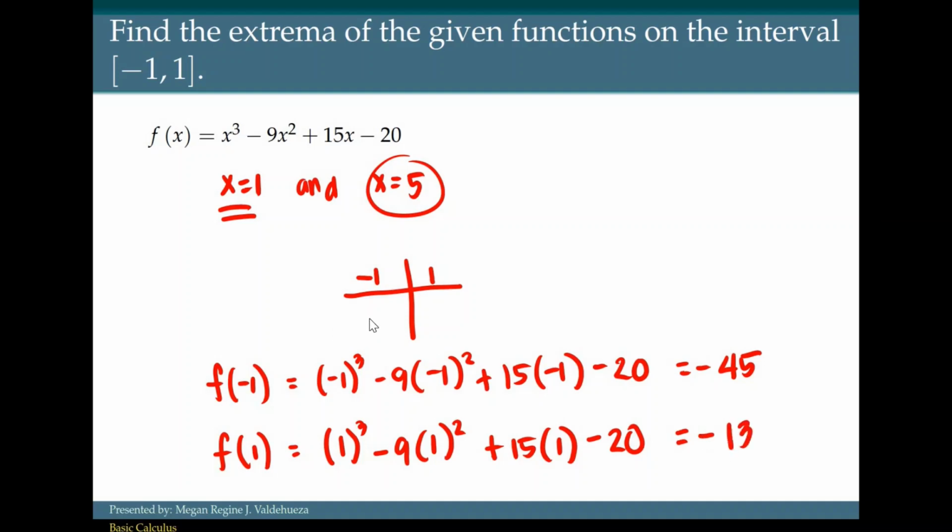So from this, when x is equal to -1, we have y equal to -45. And when x is equal to 1, we have y equal to -13. So the maximum value is -13, and that occurs at x equal to 1. So this is the maximum value. And the other, -45, is our minimum value, and that occurs at x equal to -1.